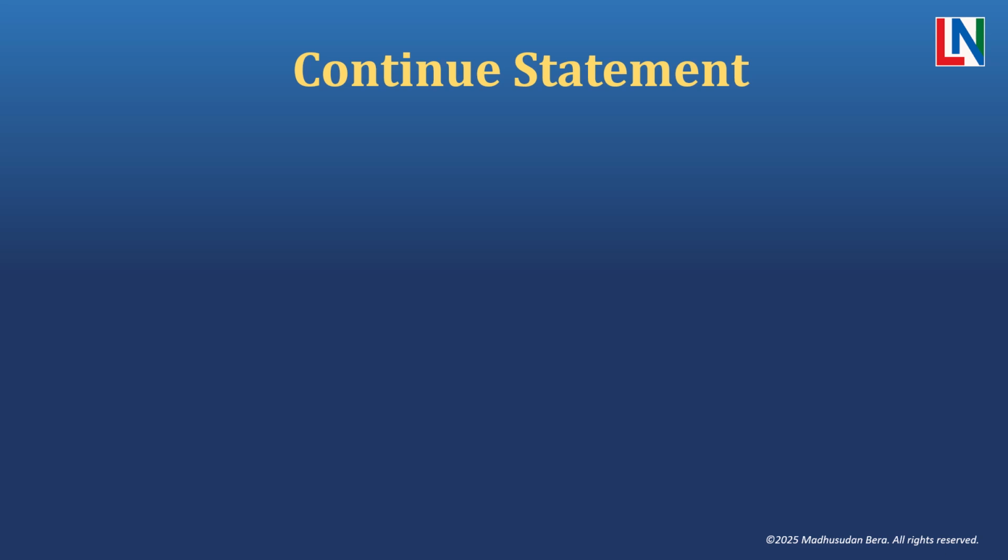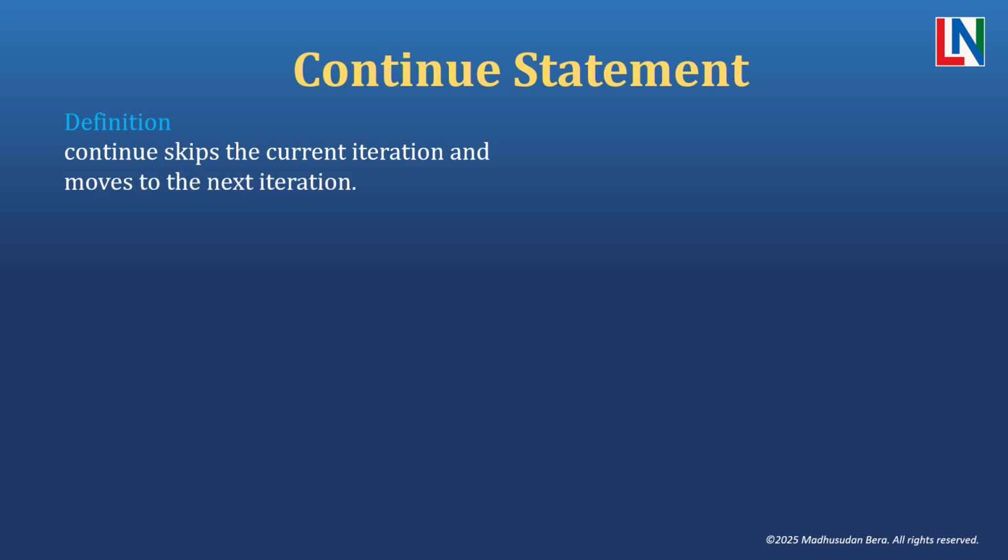Continue statement, or jumping statement. Definition: continue skips the current iteration and moves to the next iteration. As for example, for i in range(5): if i == 3: continue, print(i).